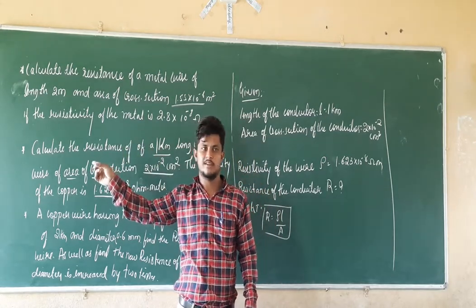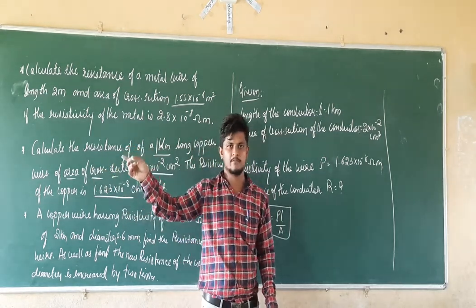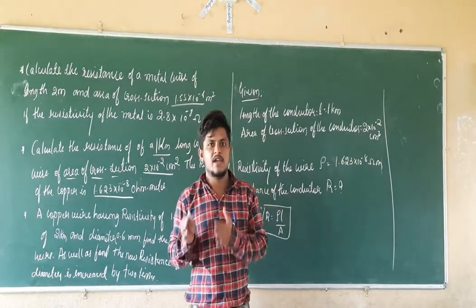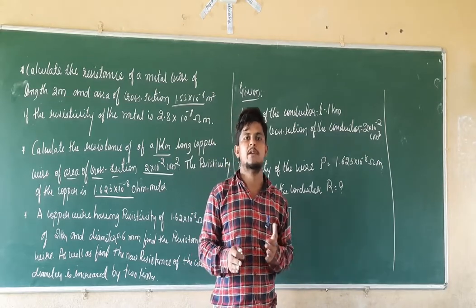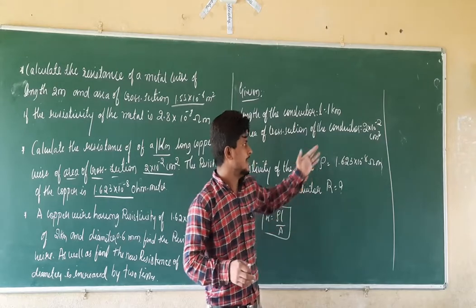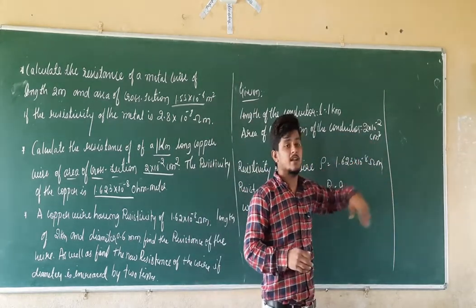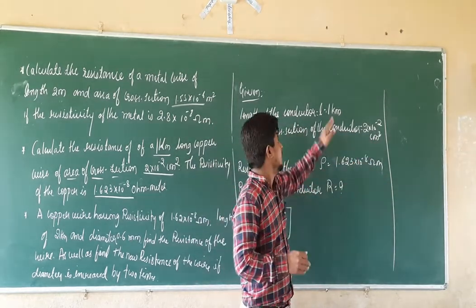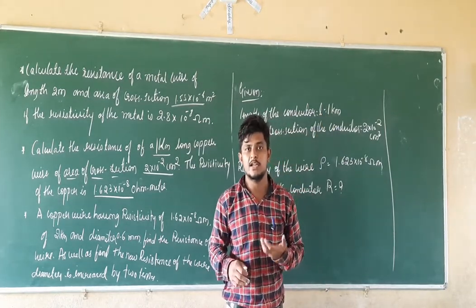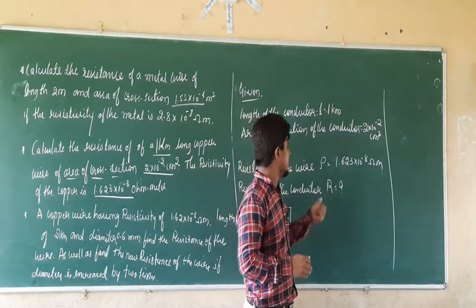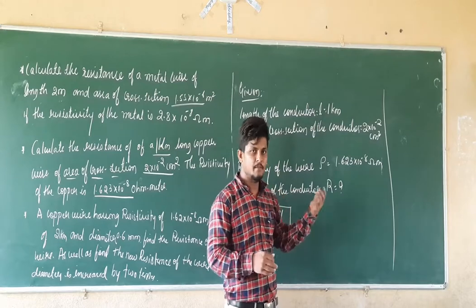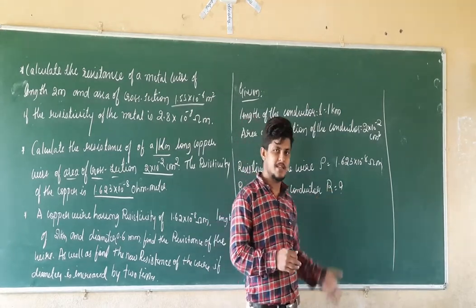1 kilometer equals how much, 1 centimeter equals how much, 1 millimeter equals how much? For accurate answers, the given data should be converted into SI units, that is, meters. Here the area is in centimeter square, so it should be converted into meter square. The length is in kilometers, so it should be converted into meters. The resistivity, 1.623 into 10 raised to minus 8 ohm meter, is already given in ohm meter, so there is no need to convert it.